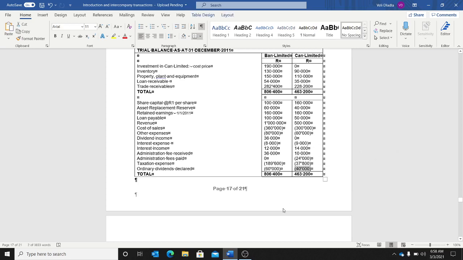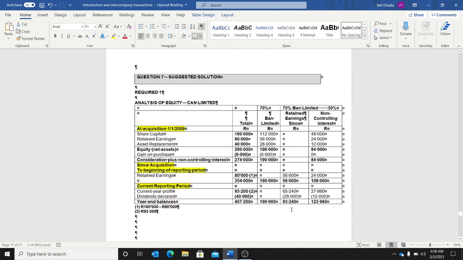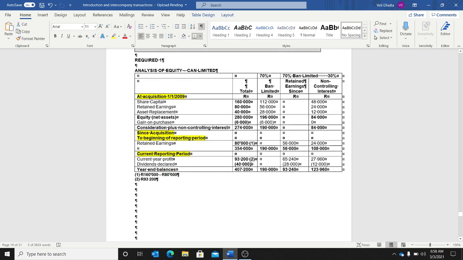Ken declared ordinary dividends, right, of 40,000. So if Ken declares ordinary dividends of 40,000, which is this one, in some questions there's interim and final, so you add them together. Okay, some questions they'll say interim dividend is 10,000, final is 20, so in total your dividend is 30,000. Okay, so in this case, Ken declared a dividend of 40,000.